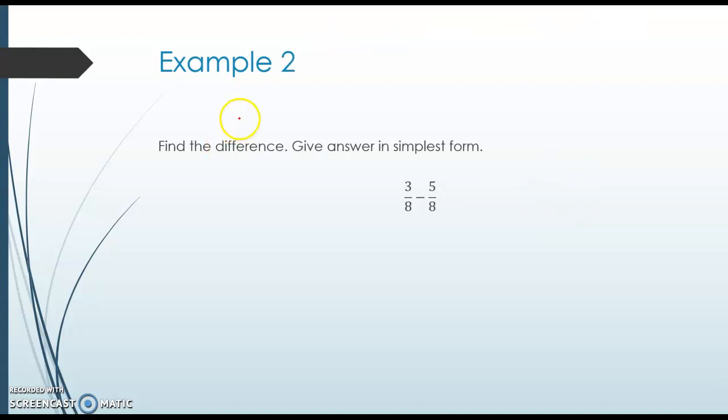Find the difference. Again, must have common denominators. All right. So they both have 8. So from here, we just do the subtraction of the numerators. The base is going to be 8. We're going to do 3 minus 5.